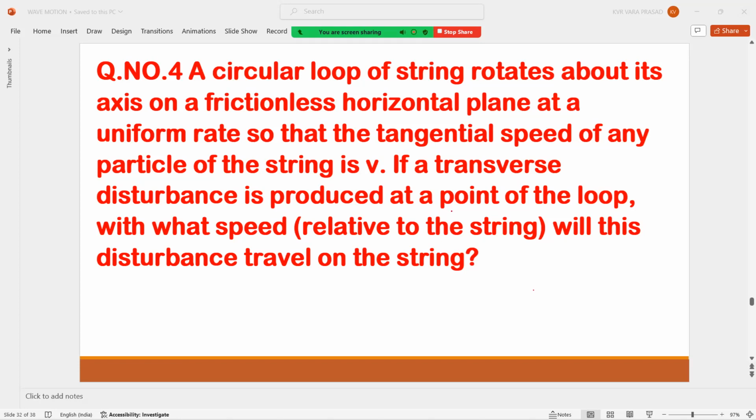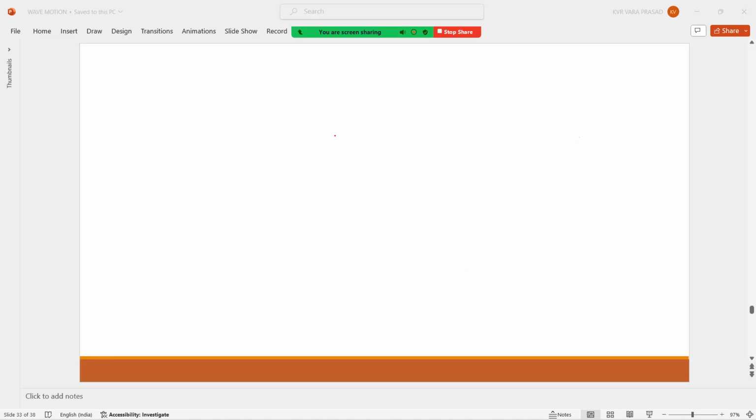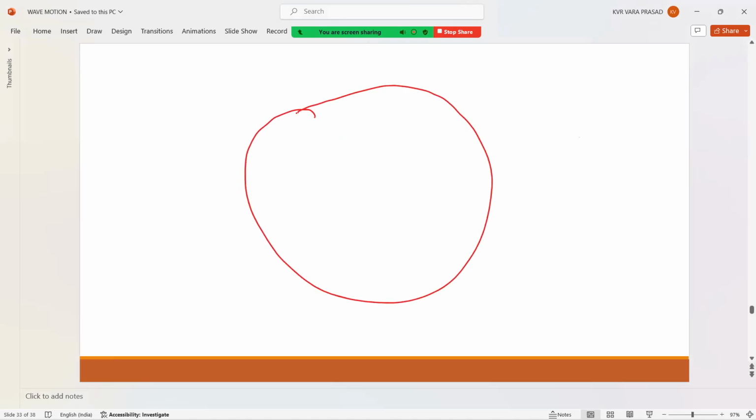You can try once if you want by pausing the video, then you can see the solution. Right, now see how we are starting. First make a diagram for that. Take one circle. This is now rotating with a tangential velocity that is v. So take it as v.